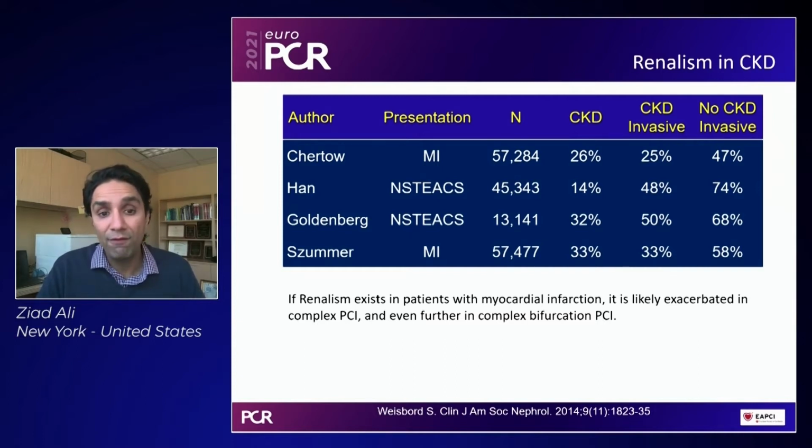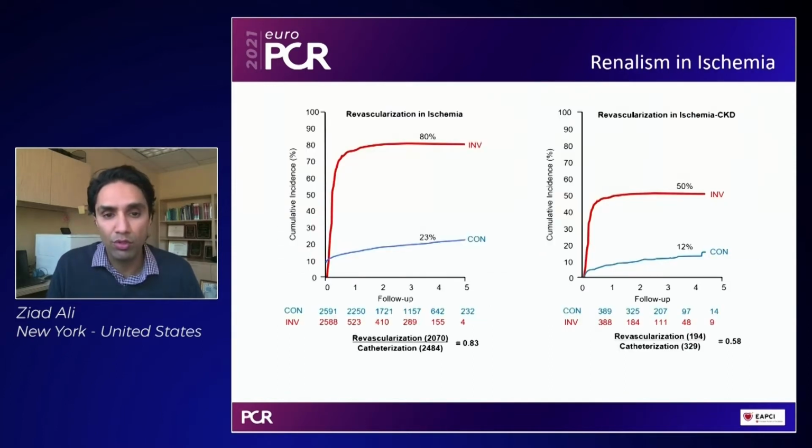Here you can see a very clear indication for invasive management of coronary artery disease, i.e. a myocardial infarction, but only about half of patients who have a clinical indication, including myocardial infarction, are actually getting an invasive approach. And this is contemporary because renalism even happened in ISCHEMIA.